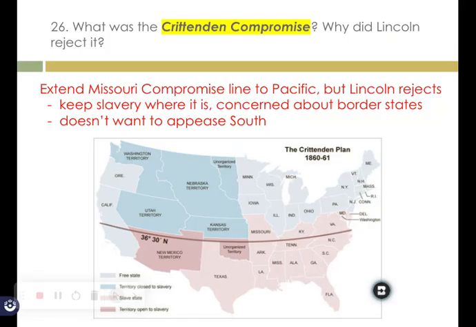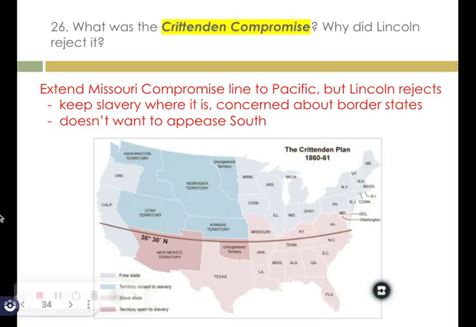So Abraham Lincoln rejects it. He also is concerned about states up here, near Missouri, okay, because we have to understand that Kentucky, Virginia, Maryland, they're north of this line, right? So they're north of the 36°30′ line. They would have to give up their slaves too if the Crittenden Compromise goes into effect. Okay, so those states are going to be mad.